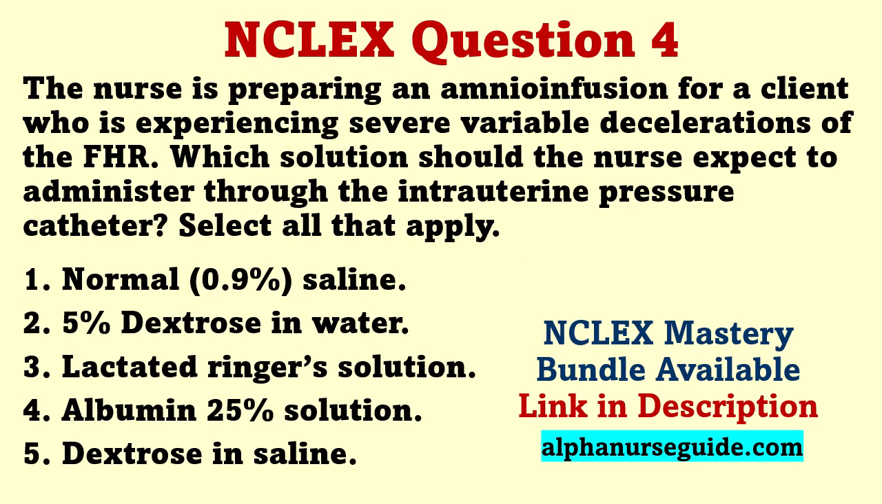The nurse is preparing an amnioinfusion for a client who is experiencing severe variable decelerations of the fetal heart rate. Which solution should the nurse expect to administer through the intrauterine pressure catheter? Select all that apply. 1. Normal saline. 2. 5% dextrose in water. 3. Lactated Ringer's solution. 4. Albumin 25% solution. 5. Dextrose and saline. The correct answers are 1. Normal saline and 3. Lactated Ringer's solution.